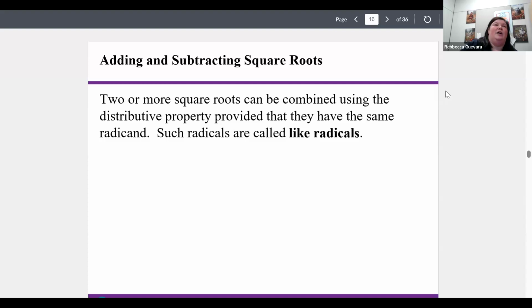Subtracting square roots. So two or more square roots can be combined using the distributive property provided that they have the same radicand. Such radicals are called like radicals. So what this means is that if I had the square root of 3 plus the square root of 2, these are not like radicals.